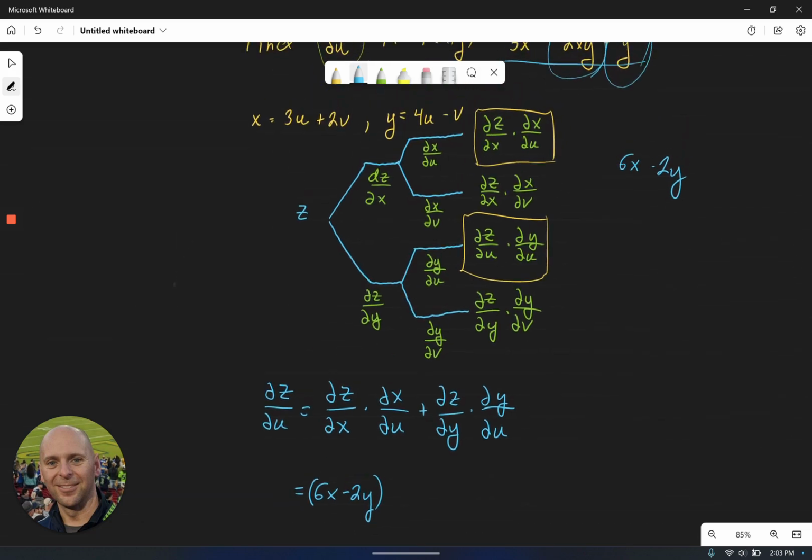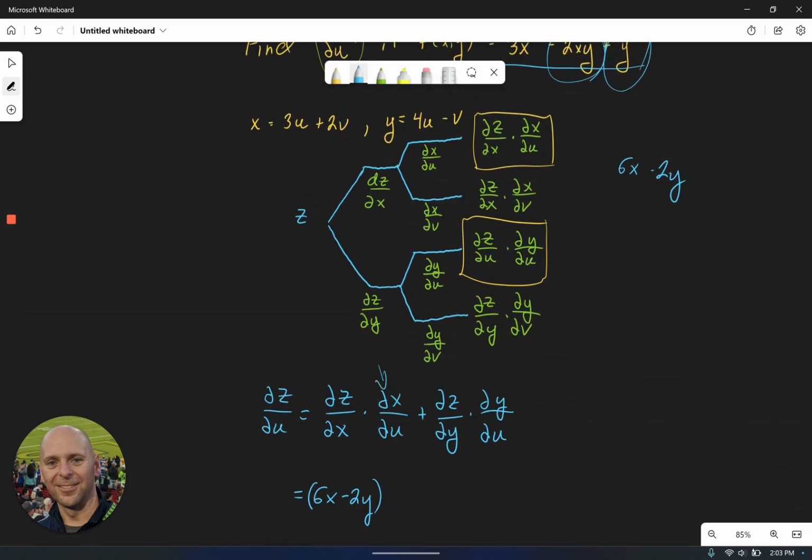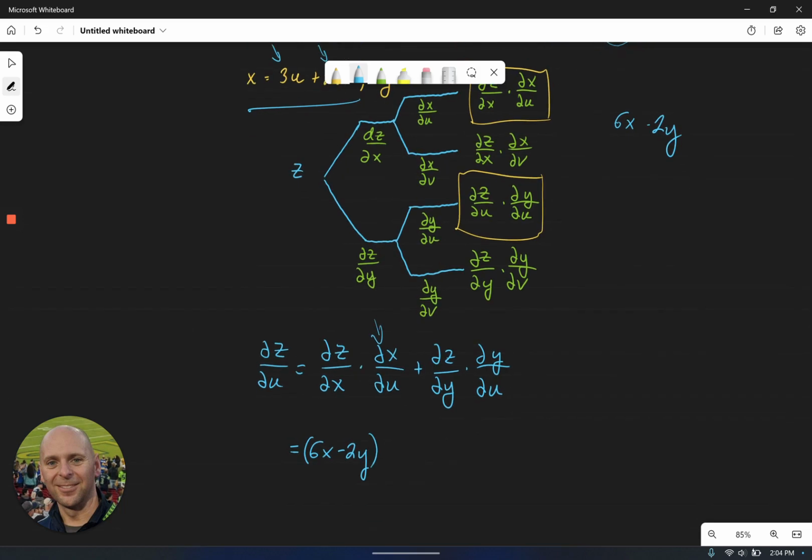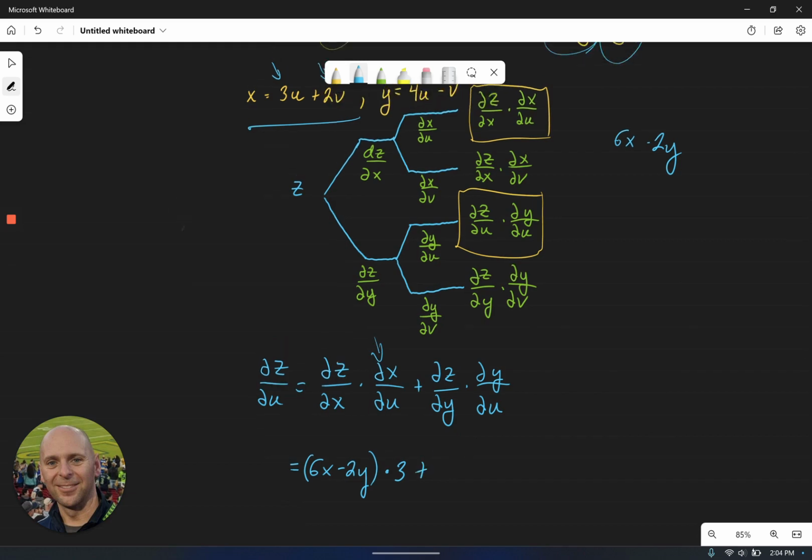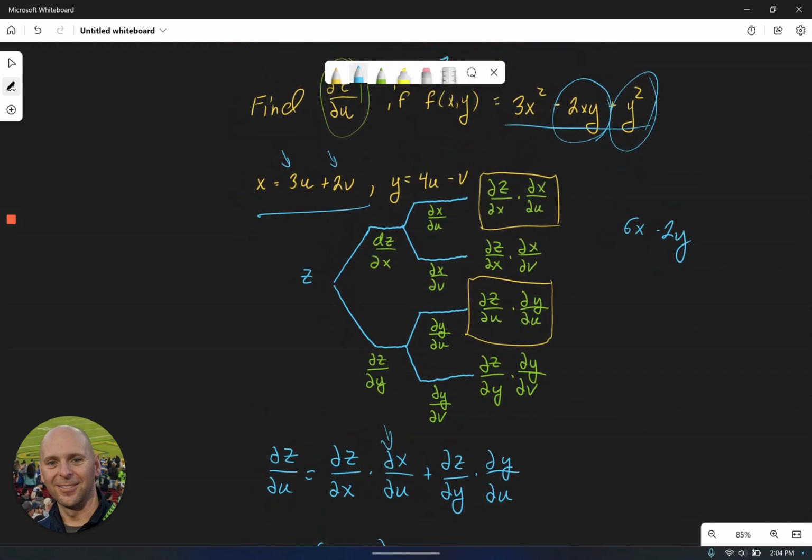So now let's find the partial of x with respect to u. So here's x. I take its partial with respect to u. The derivative of the first term with respect to u is 3, and the derivative of the second term is 0 with respect to u. So we're just multiplying times 3, plus, now we'll go back and take the partial of z with respect to y.